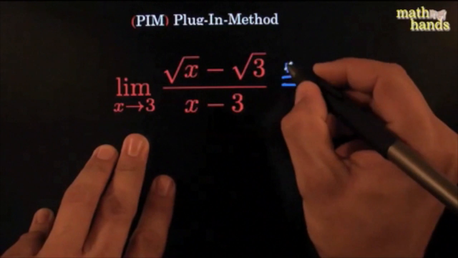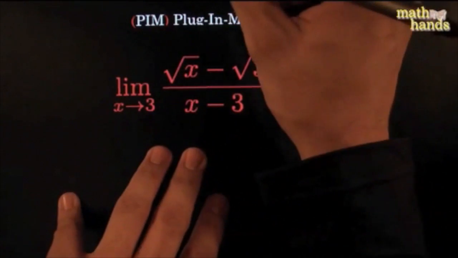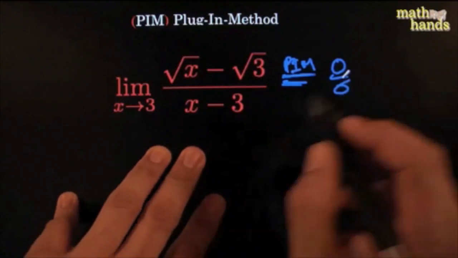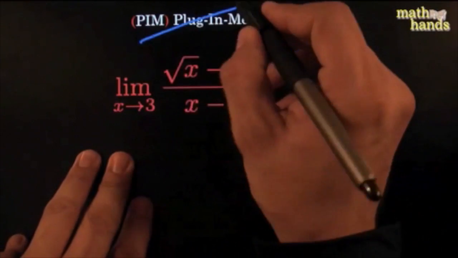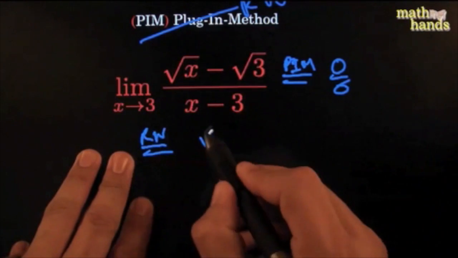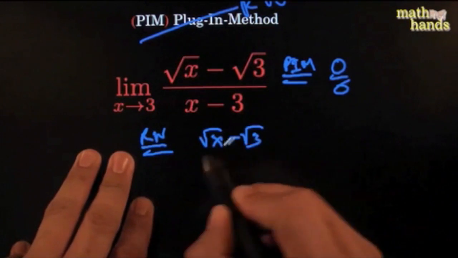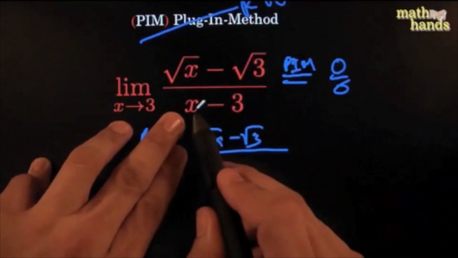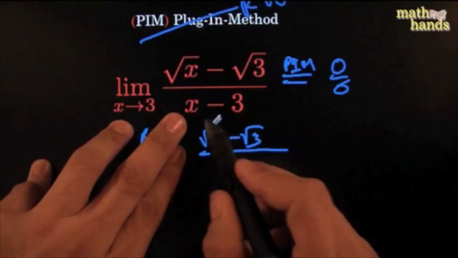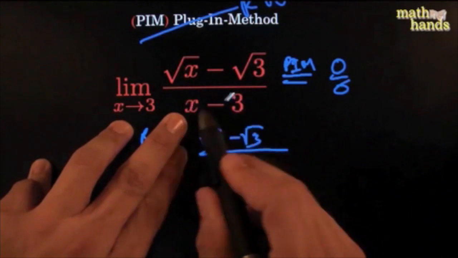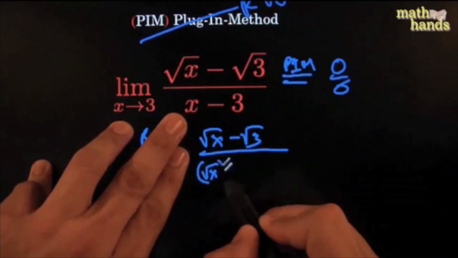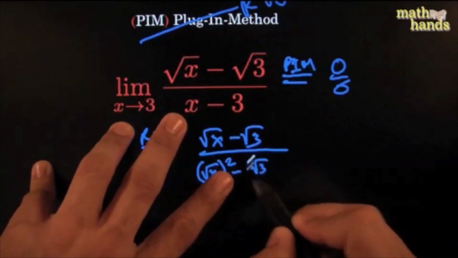Of course, your first attempt would probably be to do the plug-in method, and if you try the plug-in method, you get 0 over 0, so you know you have to do more work. We're going to go with the rewrite here, and it's a famous rewrite, different from the conjugate idea. You look at the bottom, not so much x minus 3, but based on the top, you think, maybe I could make this a difference of squares. It doesn't look like squares, I know, but you could make it look like squares. This could be the square root of x squared minus the square root of 3 squared.